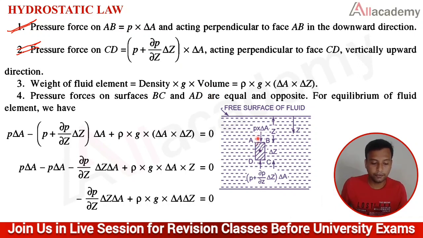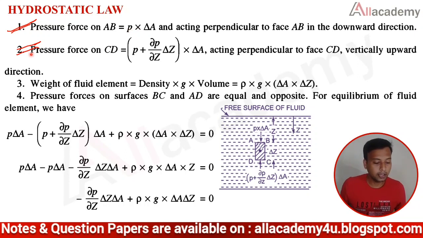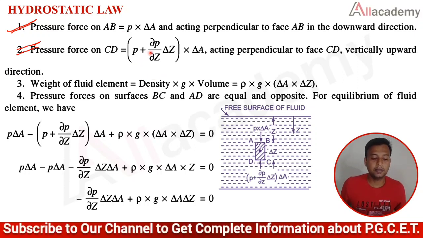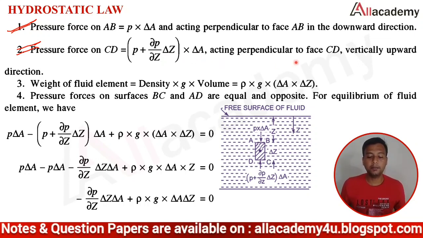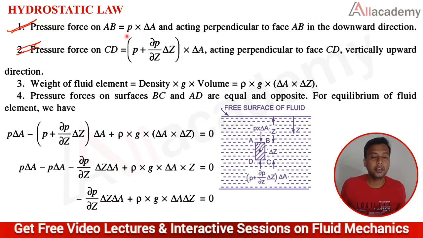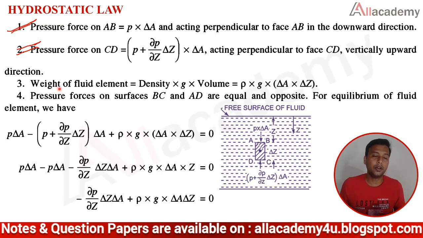So this is the pressure force on AB, which is given by P into delta A. And another one is the pressure force on CD, on the bottom surface. That is given by (P plus dou P by dou Z into dZ) into delta A, which is acting perpendicular to the face CD in the vertically upward direction, and the pressure force on AB will be acting in the downward direction.